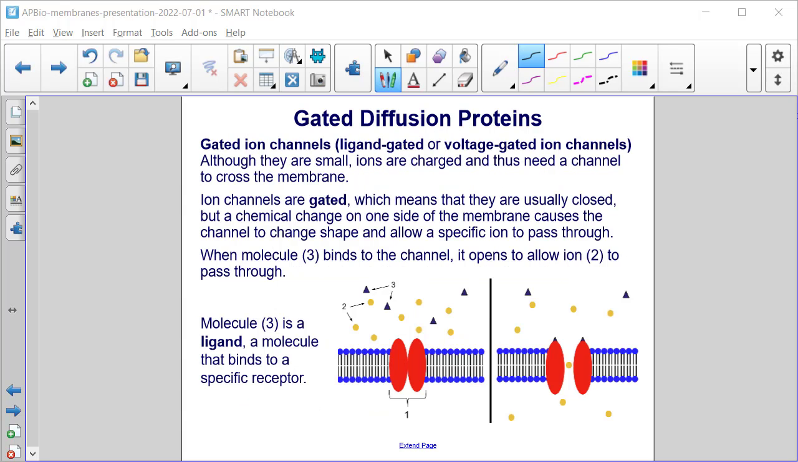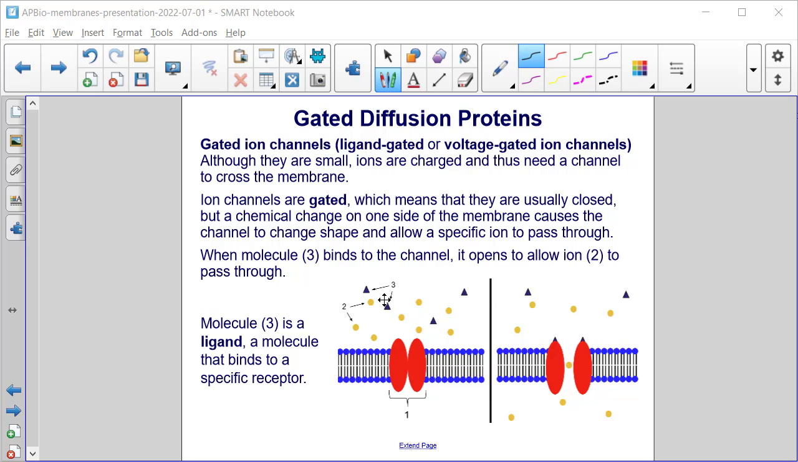Gated diffusion proteins. Gated ion channels, either ligand-gated or voltage-gated ion channels. Although they are small, ions are charged and thus need a channel to cross the membrane. Ion channels are what we call gated, which means that they are usually closed, but a chemical change on one side of the membrane causes the channel to change shape and allow a specific ion to pass through. When a molecule binds to the channel, it opens to allow the second ion to pass through.